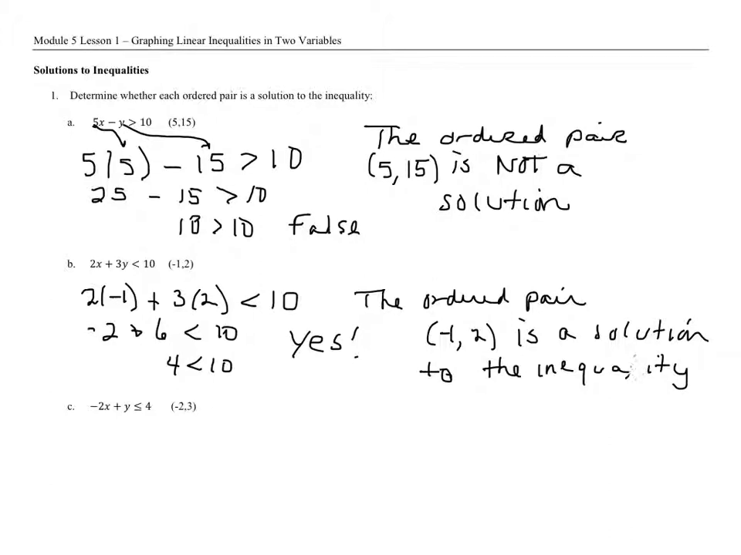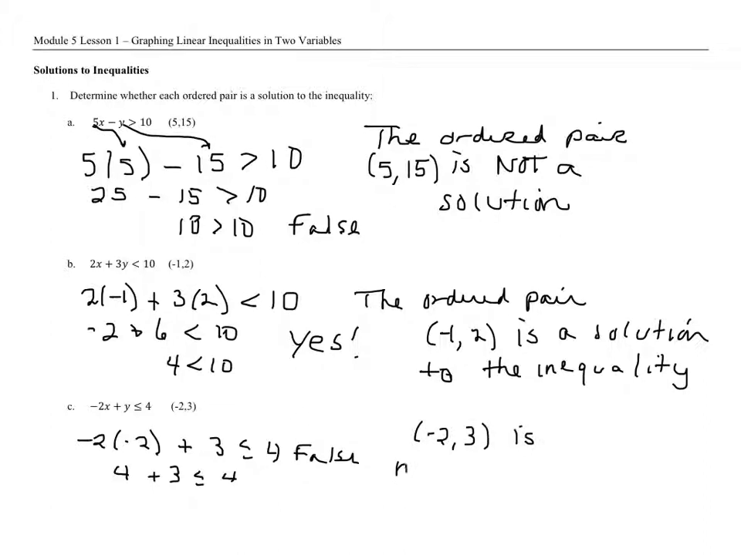Spelled inequality wrong. There we go. Okay, last but not least, we're kind of beating a dead horse here. -2 times -2 plus 3 less than or equal to 4. 4 plus 3 less than or equal to 4 is false again. So (-2, 3) is not a solution.